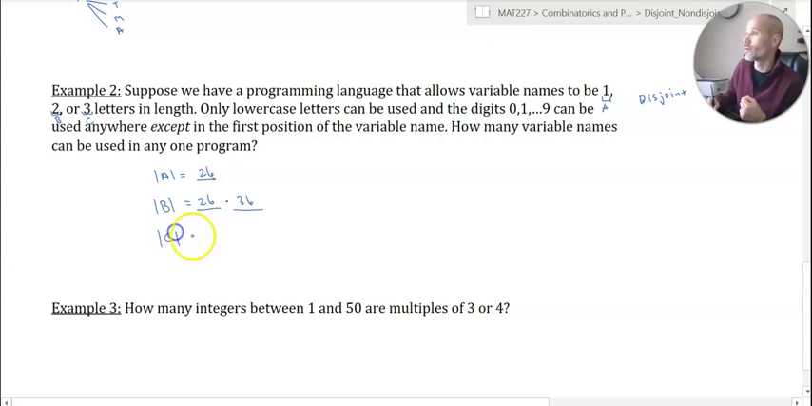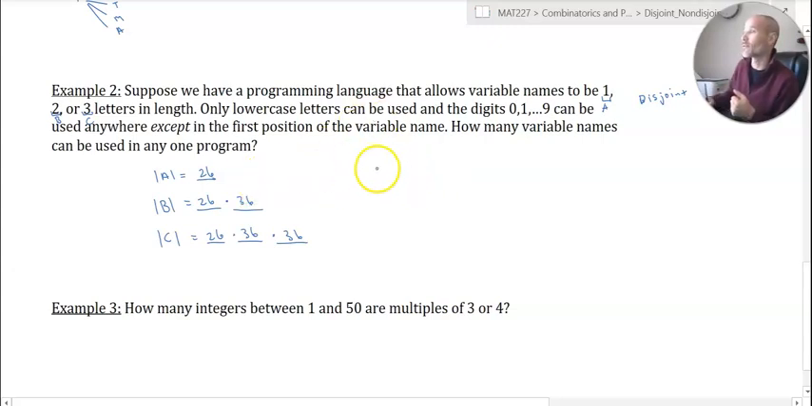Set C, similar. For the first character, you can have one of 26 letters. Then you can have any number or letter, and then you can have any number or letter. It doesn't say we can't repeat them, right? So we could repeat the same. It could just be AAA as a valid variable name. If we couldn't repeat them, then we'd have to decrease the number of elements each time, 36 to 35 to 34, right? Because that would mean that you're removing those things that you've already drawn.